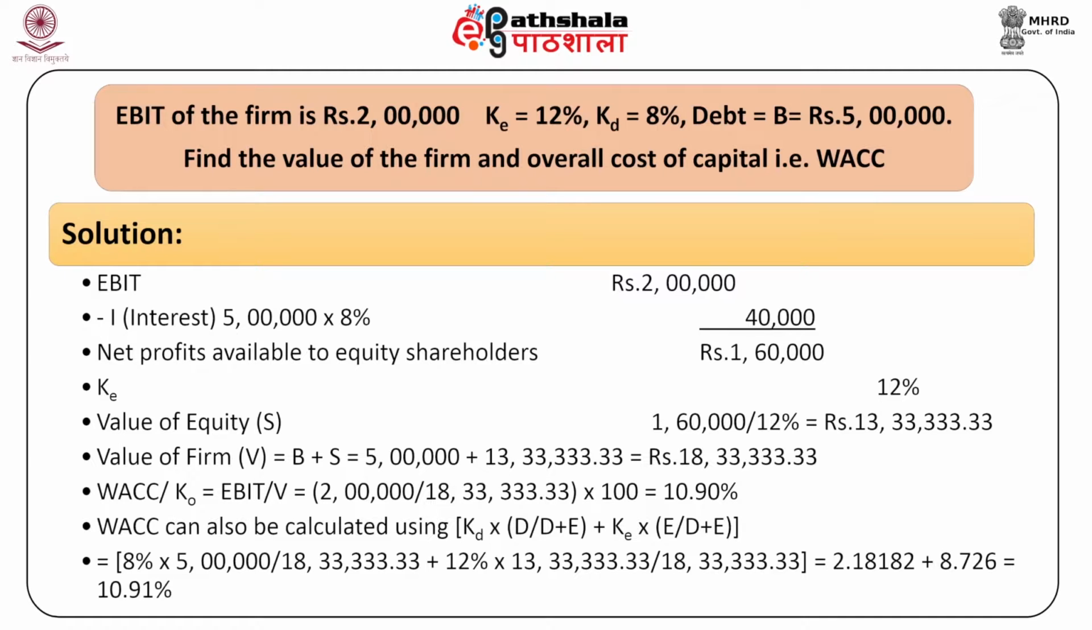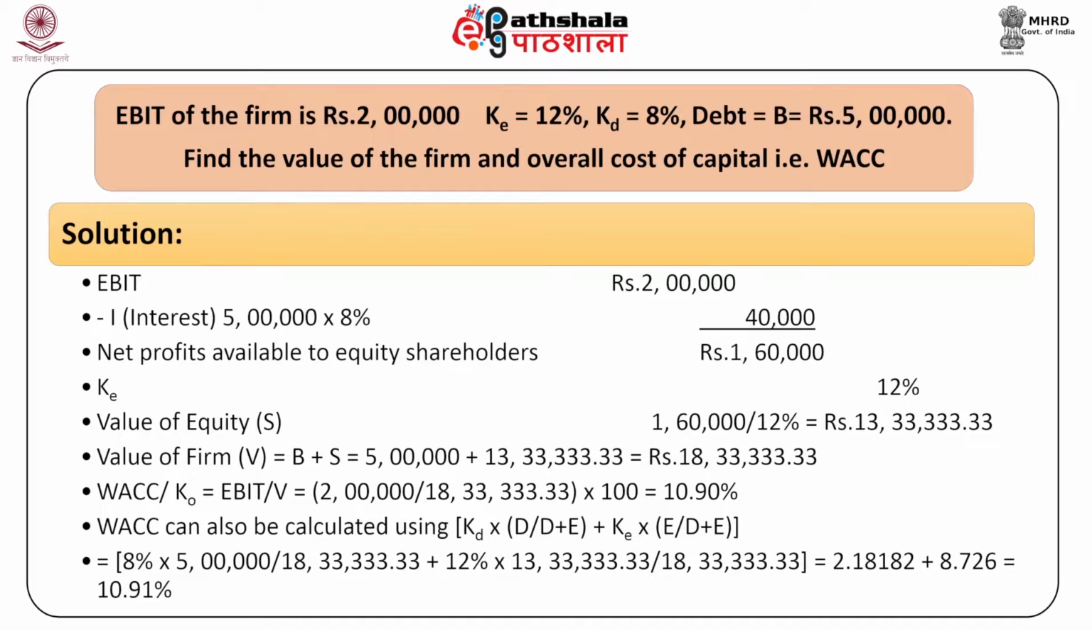EBIT of the firm is rupees 2 lakhs. KE is equal to 12%, KD is equal to 8%, and debt, B, is equal to 5 lakhs. Find the value of the firm and overall cost of capital, that is WACC. Solution.